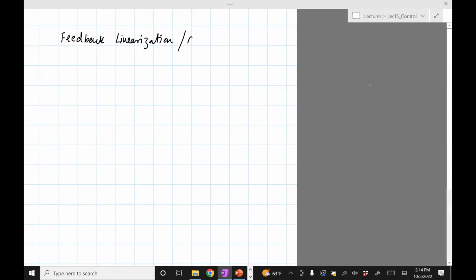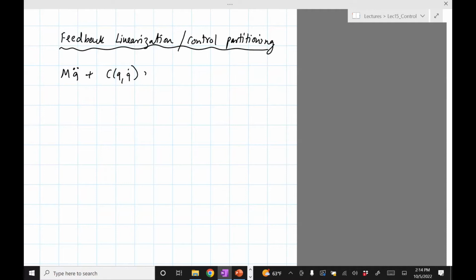Feedback linearization is the most common name. The other name for this is control partitioning. I have not seen too many people use the second name, but the first one, feedback linearization, is very common. Okay, so let's consider the equation of the manipulator.